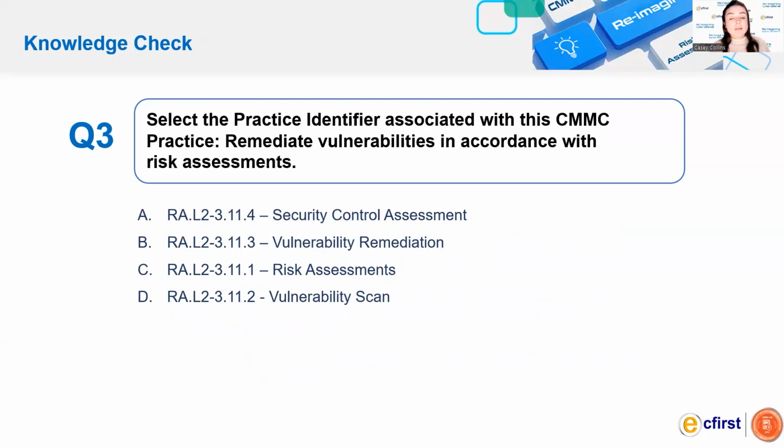Question 3. Select the practice identifier associated with this CMMC practice. Remediate vulnerabilities in accordance with risk assessments. And our answer for question 3 is B, vulnerability remediation, which can be found at RA.L2-3.11.3.